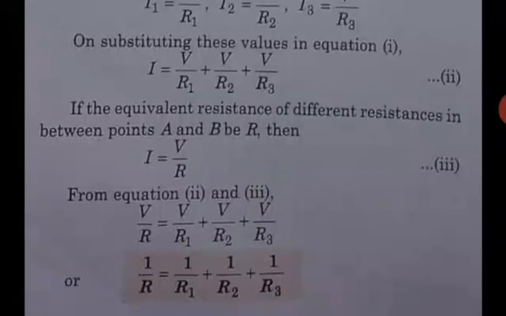Therefore V is equal to I1 R1. So I1 is equal to V upon R1, I2 is equal to V upon R2 and I3 is equal to V upon R3. And from equations 1 and 2, 1 upon R is equal to 1 upon R1 plus 1 upon R2 plus 1 upon R3.